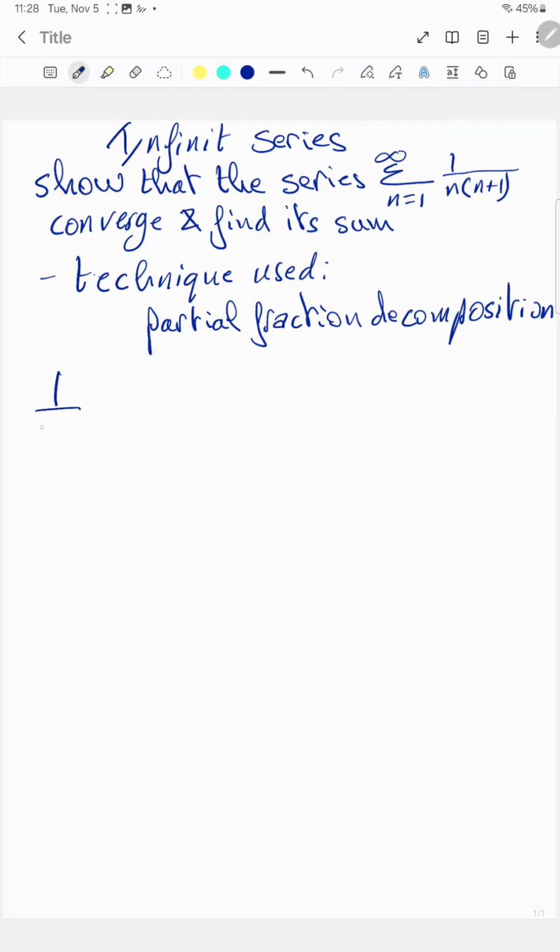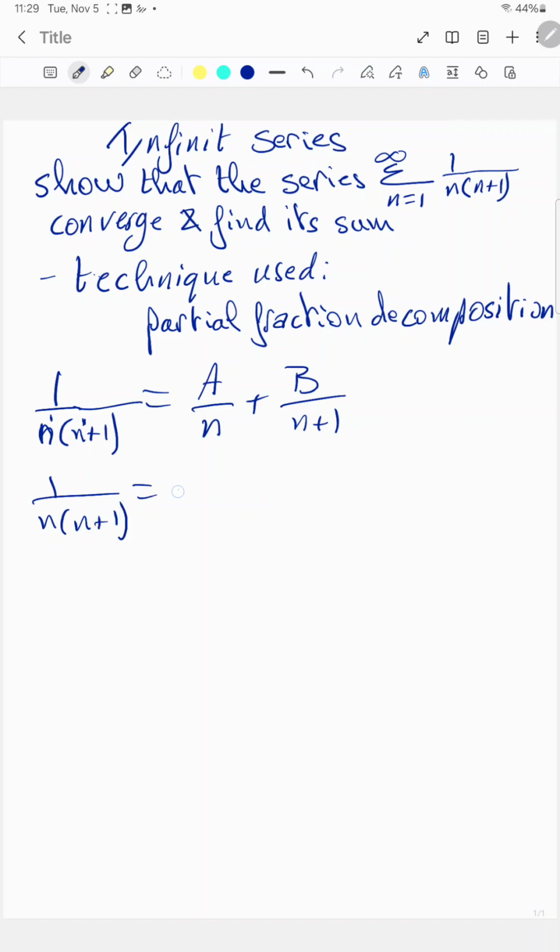So 1 divided by n times n plus 1, I can write it, because n is of degree 1 and n plus 1 is to the power of 1, both of them, as a divided by n plus b divided by n plus 1. Now I have to find the common denominator on the right hand side of my equality. So 1 divided by n times n plus 1 is equal to a times n plus 1 plus b times n, all that divided by n times n plus 1.